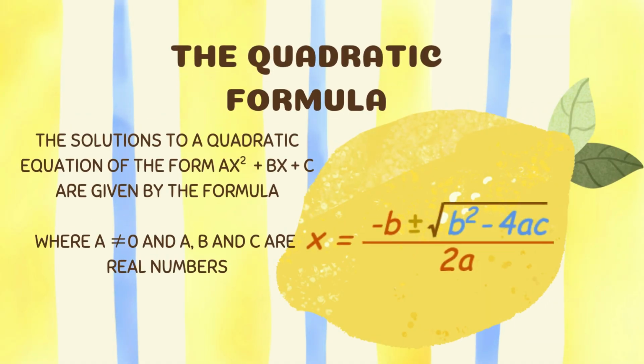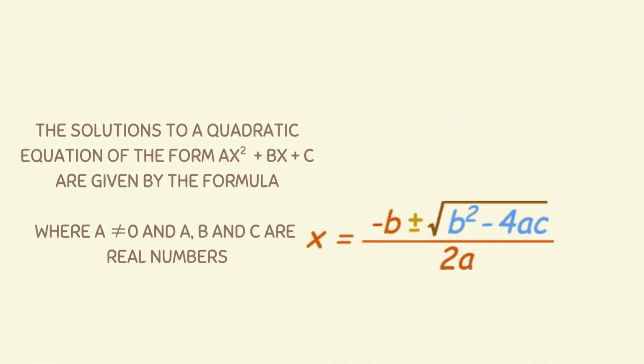The quadratic formula. The solutions to a quadratic equation of the form ax squared plus bx plus c are given by the formula x equals negative b plus or minus the square root of b squared minus 4ac, all over 2a, where a is not equal to 0 and a, b, and c are real numbers.